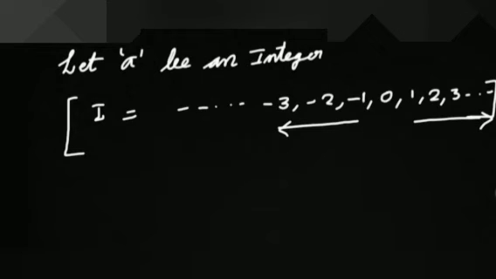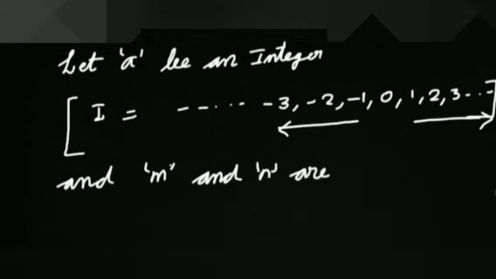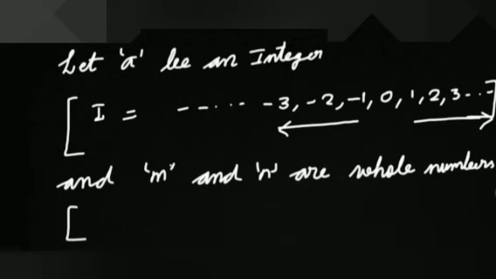Okay, an integer, and 'M' and 'N' are whole numbers. M and N are whole numbers. Okay, do you remember which are whole numbers? Whole numbers are the numbers 0, 1, 2, 3, etc. They are known as whole numbers. Numbers 0, 1, 2, 3, etc.